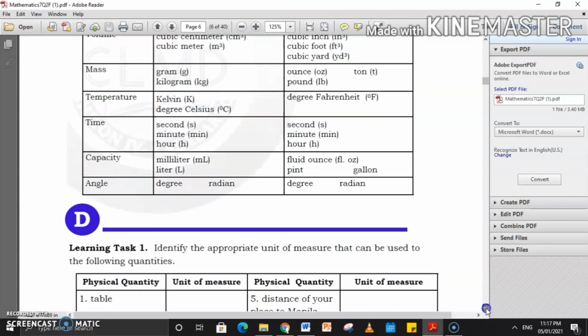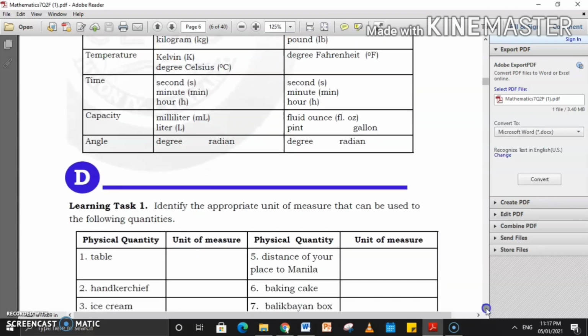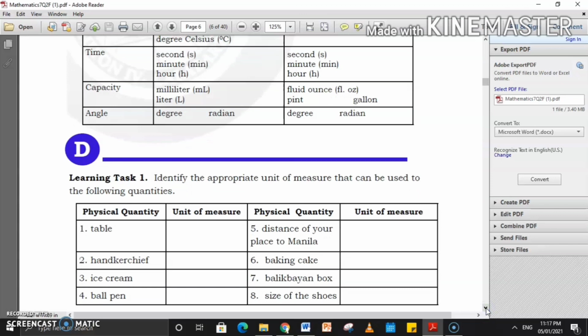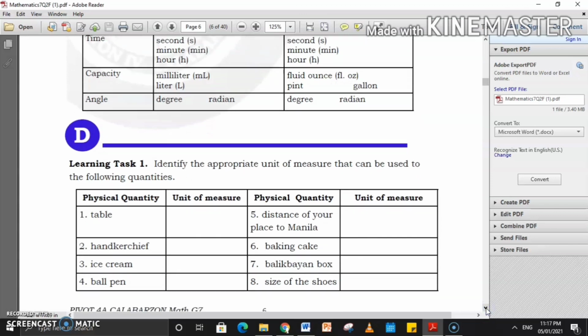So, punta tayo ng Learning Task 1. Identify the appropriate unit of measure that can be used for the following quantities. So, ibig sabihin, i-identify nyo kung anong unit of measure ang dapat gamitin based dun sa given physical quantity. Bigay ko example number 1.